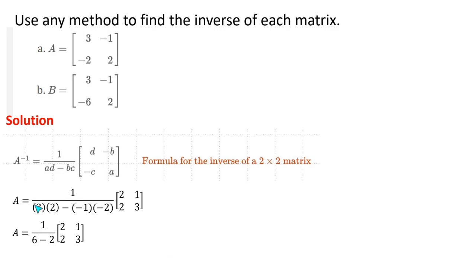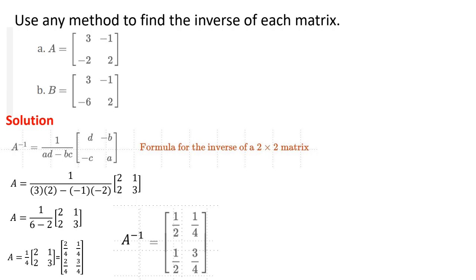Then we simplify. So 3 times 2 is 6. -1 times -2 is +2. And we keep simplifying. 6 minus 2 is 4. And now we have a scalar of 1/4. So we're going to multiply that into each element. So 2 times 1/4 is 2/4. 1 times 1/4 is 1/4. 2 times 1/4 is 2/4. And 3 times 1/4 is 3/4. So we reduce, 2/4 is the same as a half. Then we have 1/4, a half, and 3/4. So that would be our answer.